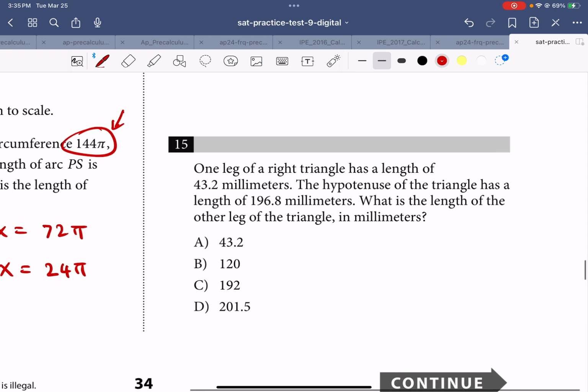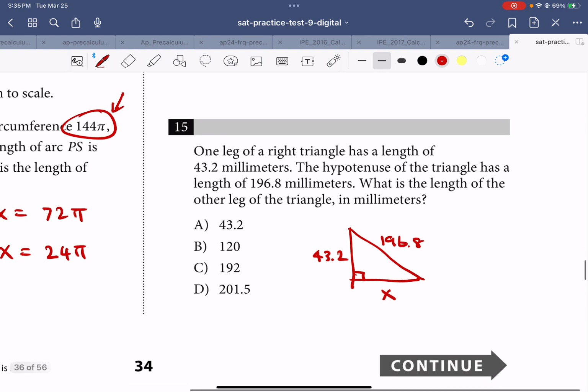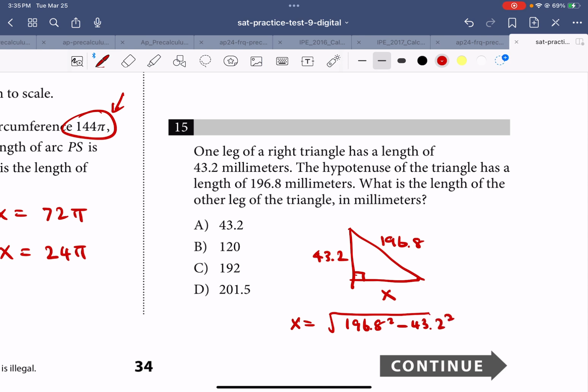Number 15, one leg of a right triangle. Okay, so you draw a right triangle here. It is 43.2. Okay, the hypotenuse of the triangle is 196.8 millimeters. And then what is the length of the other leg of the triangle? Let's say x. And you're allowed to use a calculator, so it's not a big deal. So x is the square root of 196.8 squared minus 43.2 squared, right? Using the Pythagorean theorem and solving for x. Once you plug it into the calculator, you would get 192. Okay? So the answer is C. Just use the Pythagorean theorem.